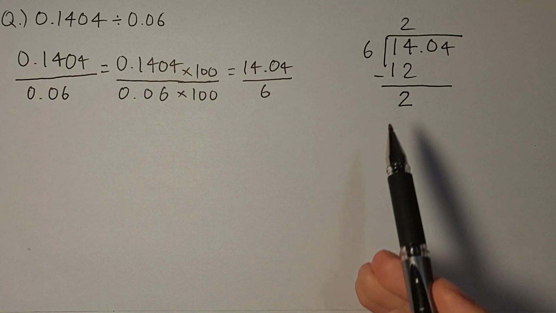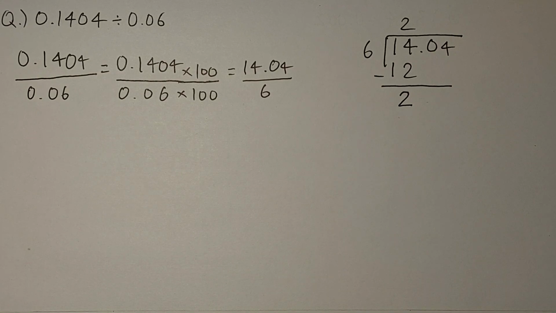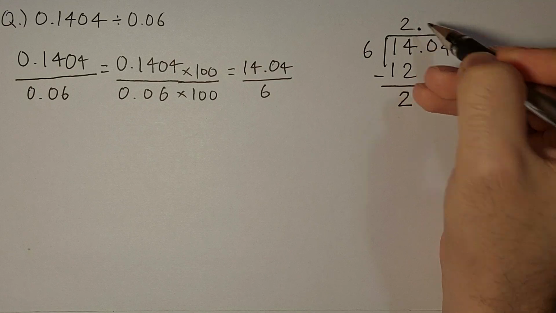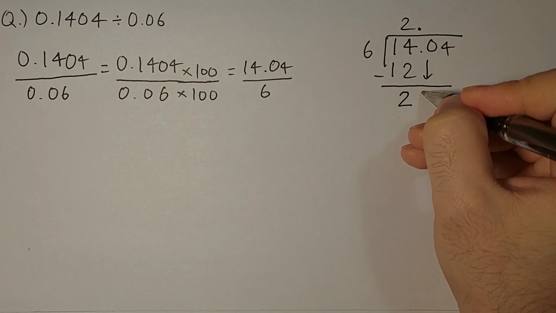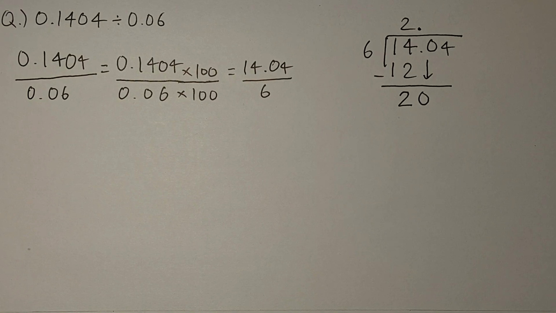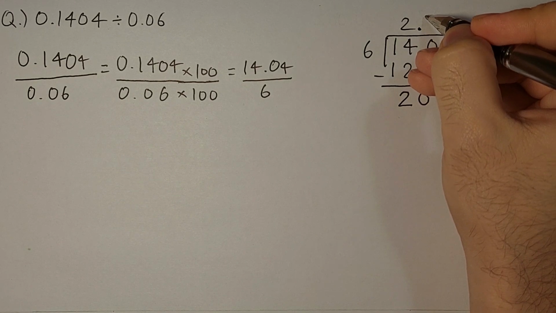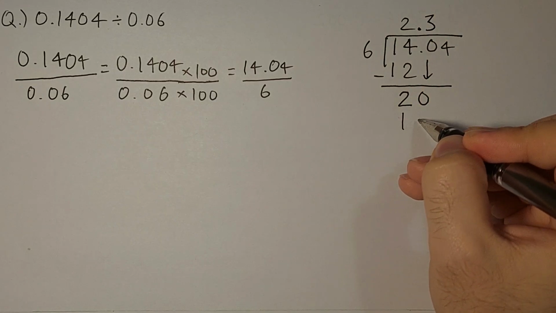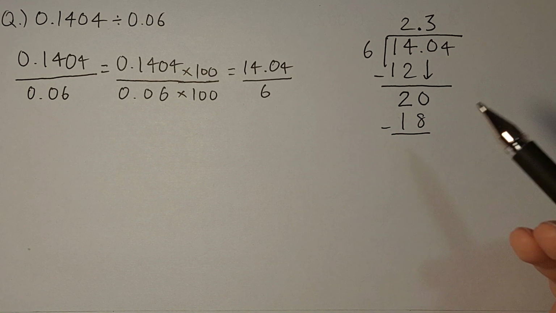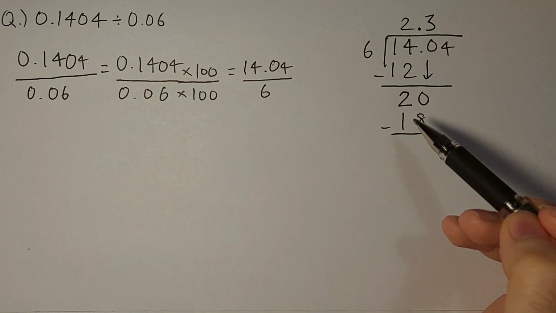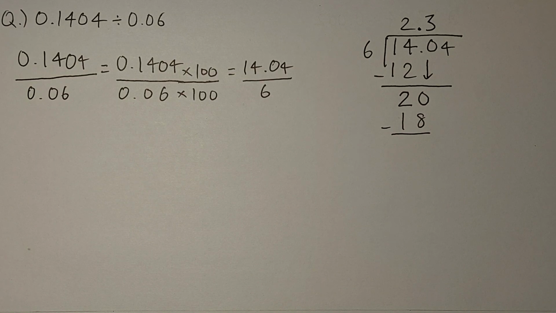2 is less than 6. So because of that, we put a decimal point here. And then we bring down the 0. This has become 20. What is the closest we can get to 20? We can multiply 6 with 3 and it gives us 18. We cannot multiply 6 by 4 because that would give us 24, which would be greater than 20. So we have to multiply 6 with a number which can either equal 20 or bring us as close to 20 as possible.